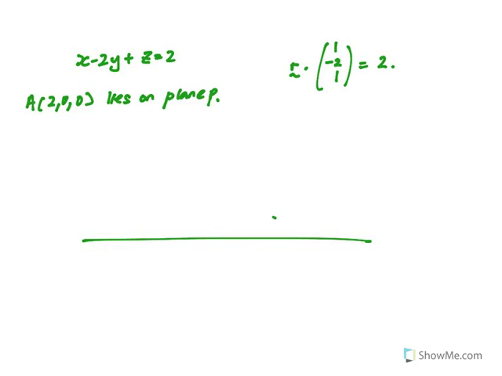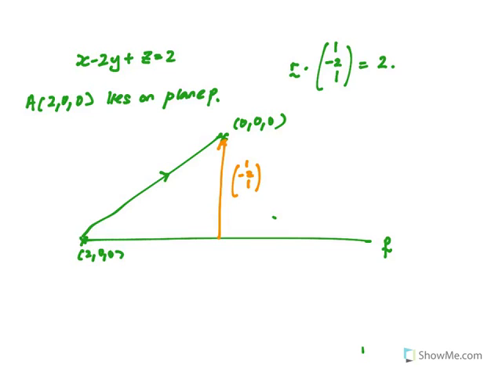If this is my point A (2, 0, 0), I have another point, the origin (0, 0, 0), up there. This vector here, and then our plane is over here. The normal vector equals (1, -2, 1). Suppose we want to find this red portion.